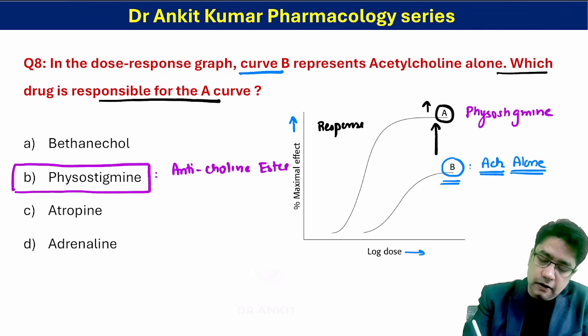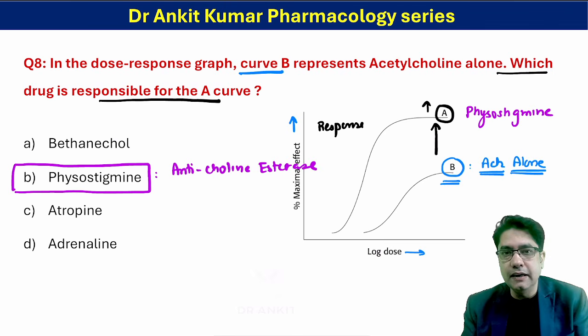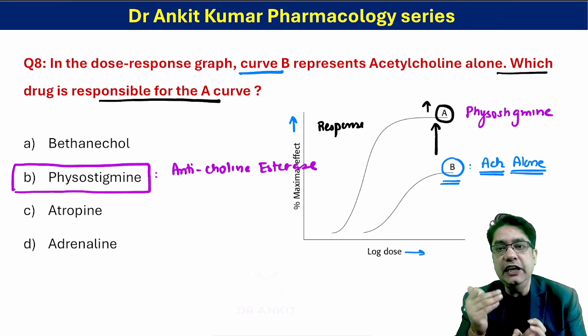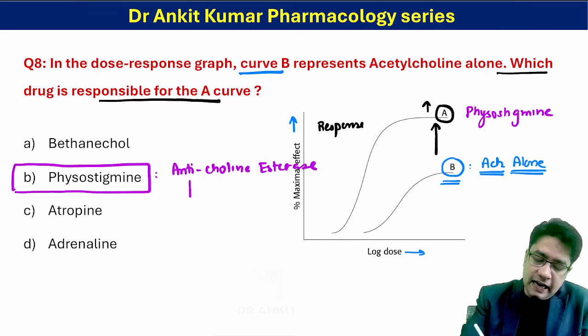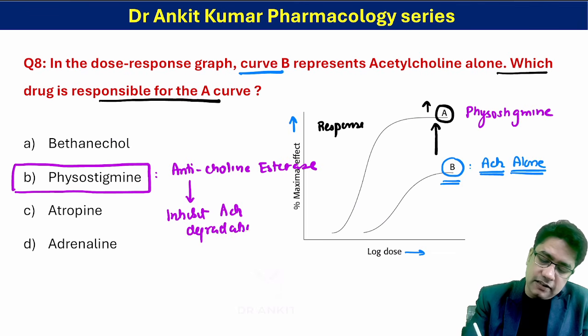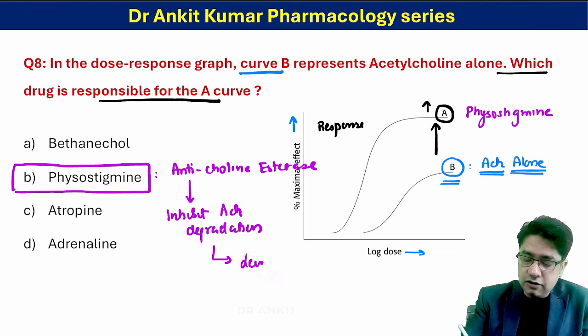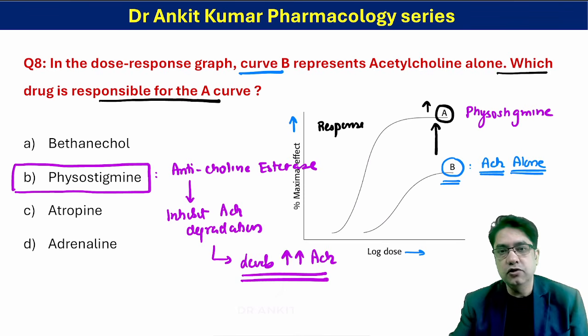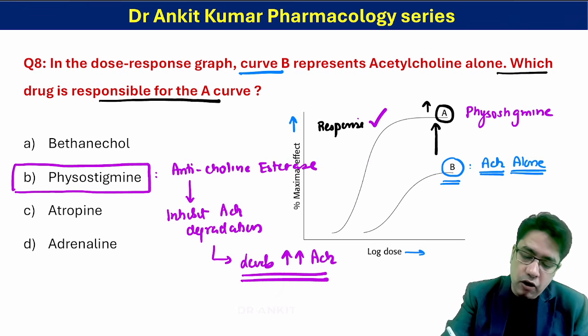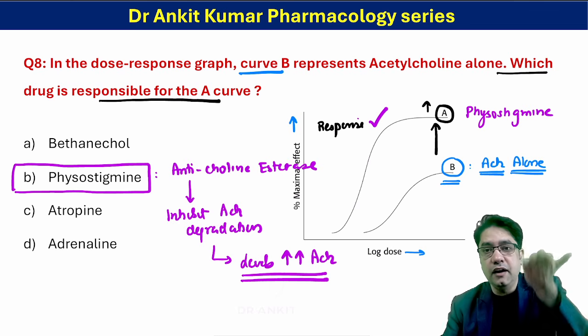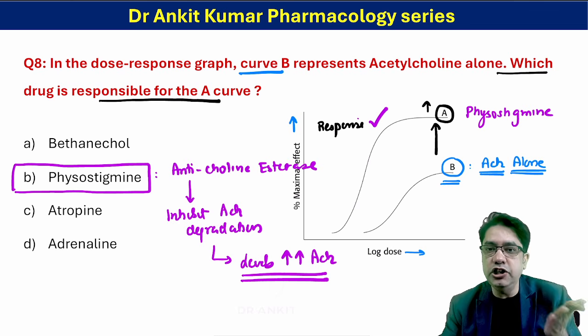Now, what is the function of cholinesterase enzyme? Cholinesterase enzyme normally degrades acetylcholine, as the name is telling you. So physostigmine, being an anti-cholinesterase, inhibits acetylcholine degradation. Can we say because of this reason, the levels or the amount of acetylcholine in the body will increase? So physostigmine increases acetylcholine level in the body, thereby there will be more effect of acetylcholine in the body. The graph will shift upward, there is potentiation.